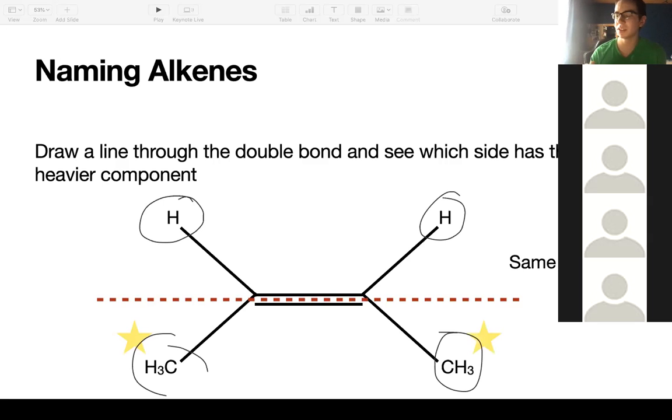If they're on the same side, we're going to use the term cis. Cis means the same. You can tell it's cis because it kind of makes a C. So this one would be cis-2-butene. What do we call a carbon chain with 4 carbons?